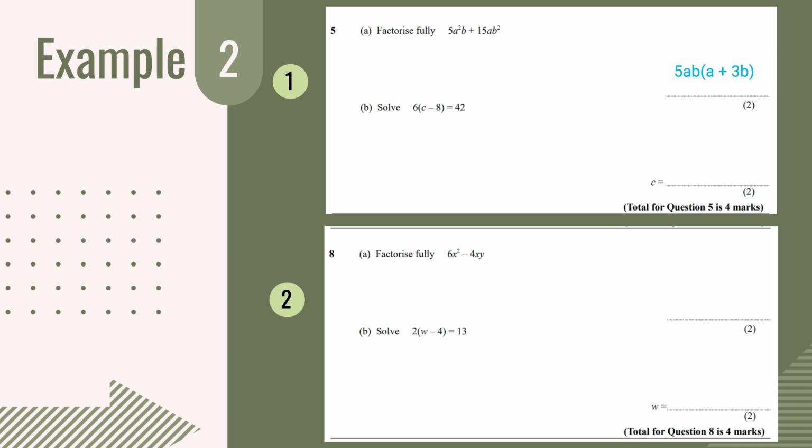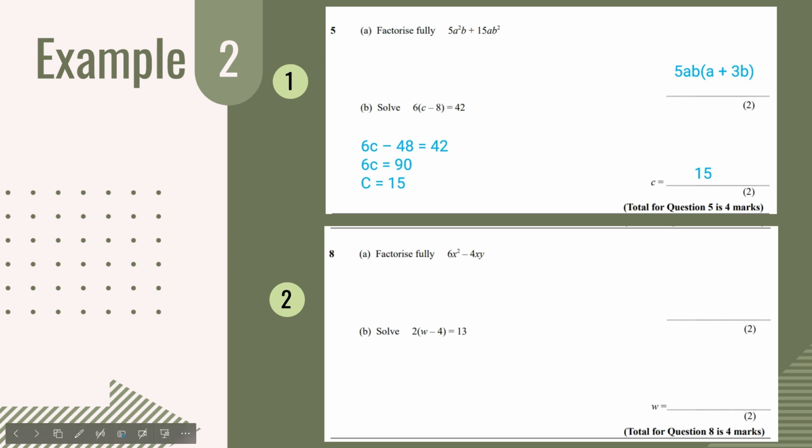For part B, it asks us to solve 6 bracket c minus 8 equals 42. So, first, we'd expand the bracket to get 6c minus 48 equals 42. We then plus 48 to both sides to get 6c equals 90, to then get c equals 15. So our final answer would be c equals 15.